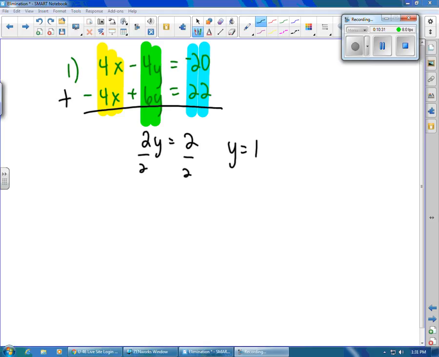Alrighty, if you add the two equations together, you get 2y equals 2. To solve for y, you divide both sides of the equal sign by 2, and you should get y equals 1. Now take that y term, plug it in, substitute it into either one of the equations, and solve for x. Please pause the video and do that.